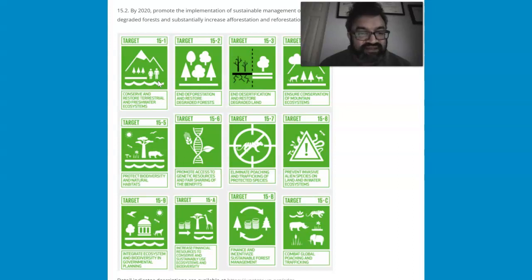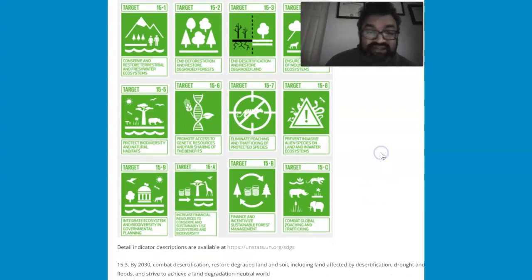15.6 is promoting access to genetic resources and fair sharing of the benefits. A lot of this has to do with agriculture and creating resilient seed pools so that they can be drought resistant and actually prevent famines and things of that sort. Then eliminating poaching and trafficking of protected species, and preventing invasive alien species on land and in water ecosystems.